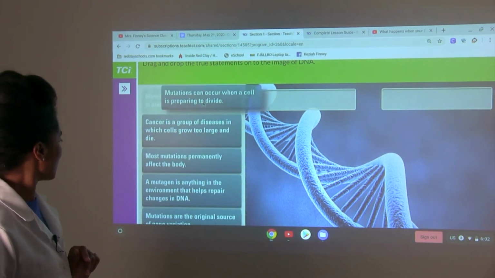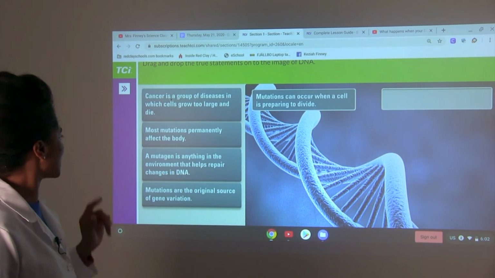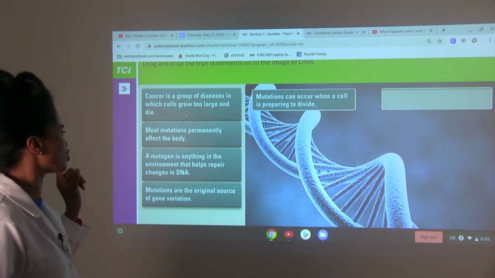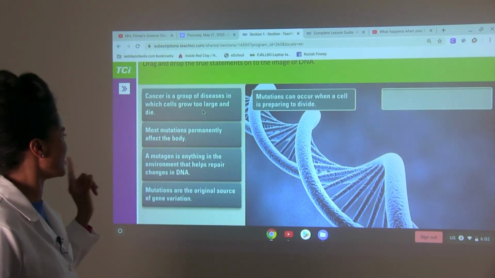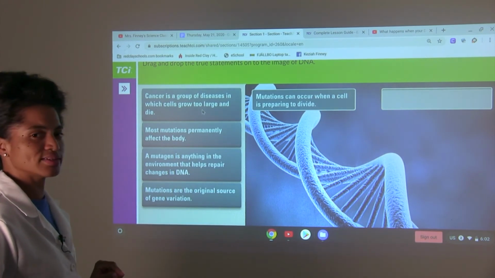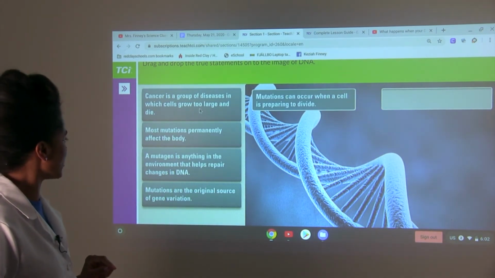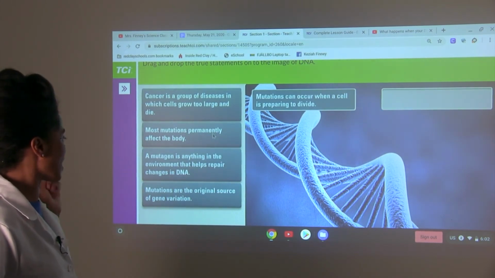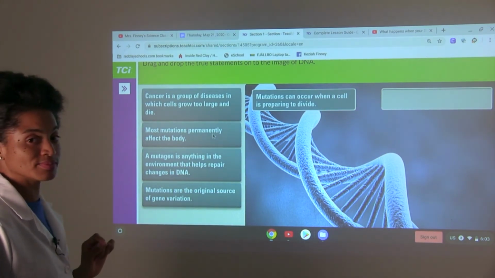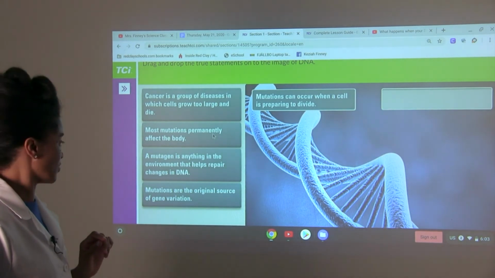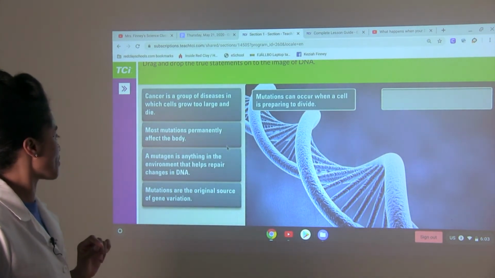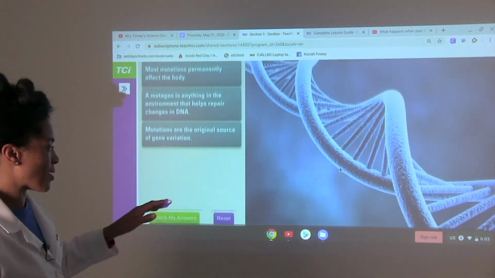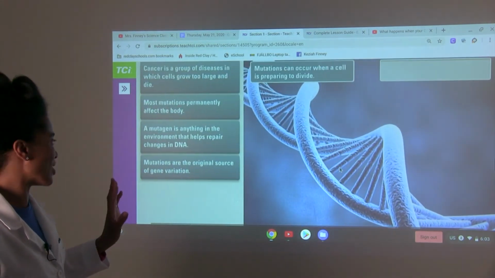You want to go with that one. Okay. Cancer is a group of diseases in which cells grow too large and die. No, leave it. Most mutations permanently affect the body. You want to leave that one too? Let's keep in mind, how many do we have left? We have one left, all right.